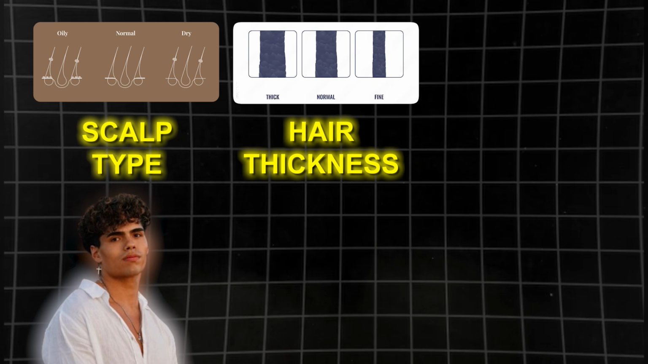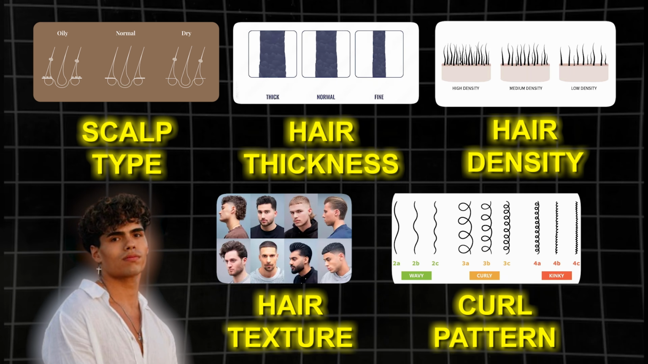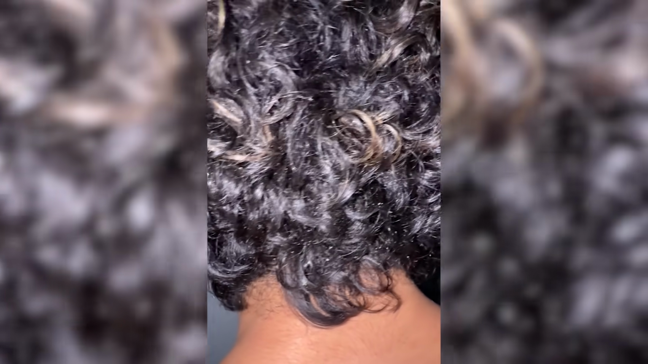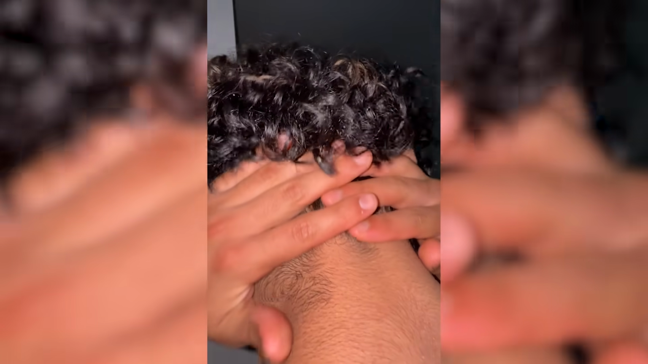Now, as a reference and to guide you through, let me explain what my scalp type is, what my hair thickness is, what my hair density is, what my hair texture is, and what my curl pattern is, and which products I use. So my scalp type right now is a normal scalp type, but the thing is I tend to have a bit more of a dry scalp, but it's still normal. But if I wouldn't wash my hair for a longer period of time, or if I would use the wrong shampoo, my scalp would get extremely dry within a few days.